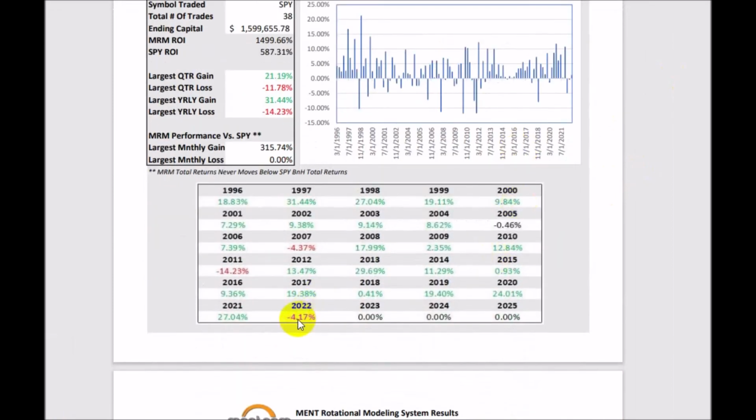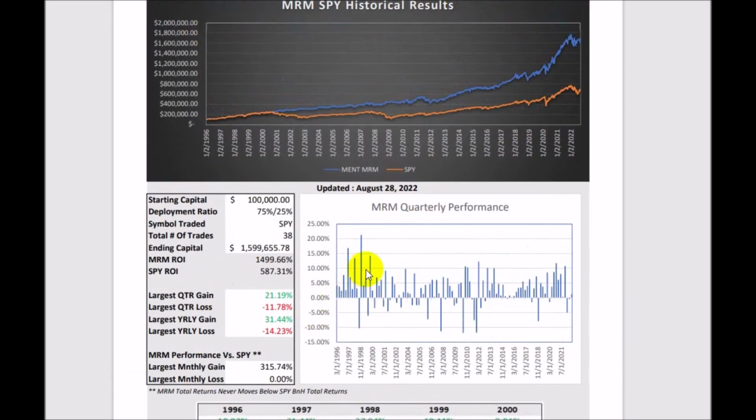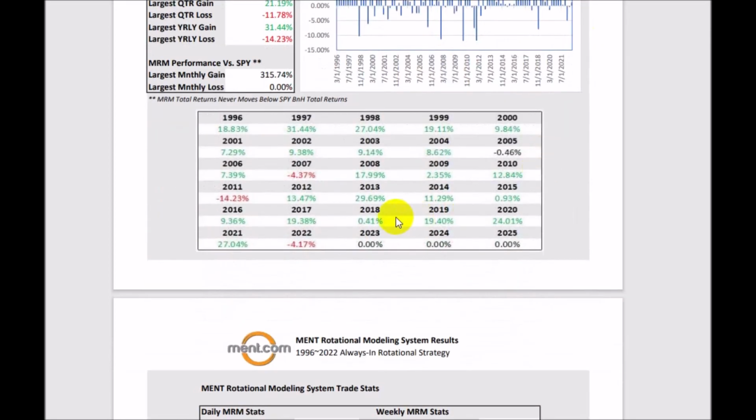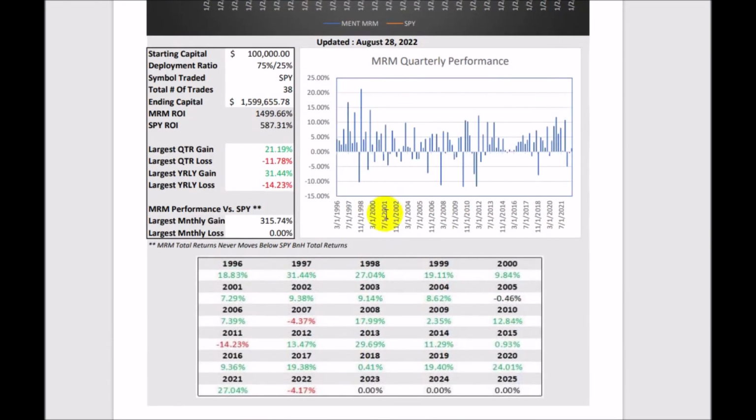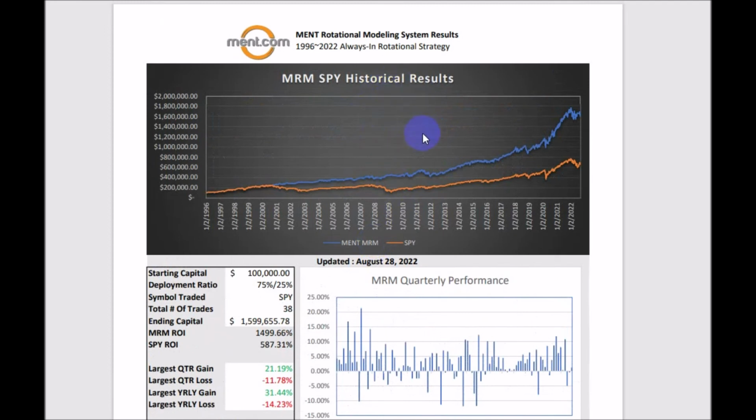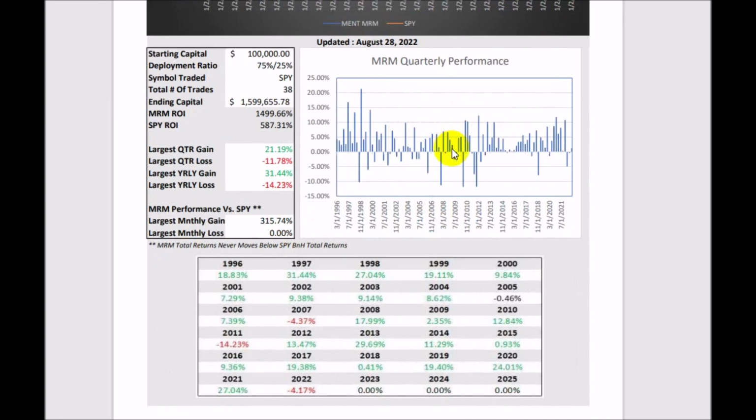And what's interesting is this number went up to negative 4.72. We had our biggest gainer back in September of just this year, but it is holding its own. It's doing very, very well. And considering the S&P is down 24% this year, and we're down 4.72% this year, it's a phenomenal system. The Ment rotational modeling system is really doing what it's supposed to be doing, which is protecting against risk and providing very good hedging position for your long-term portfolio.